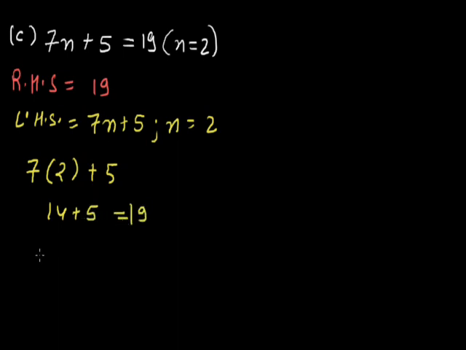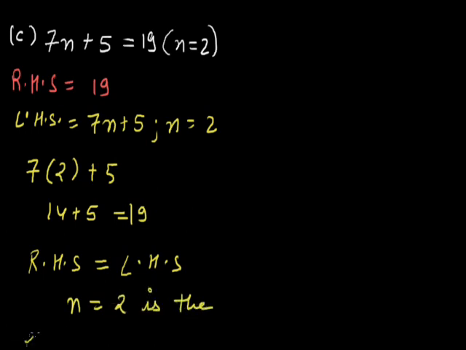Now you can see that the right hand side of the equation is equal to 19 and the left hand side of the equation is also equal to 19. So both the values are equal. So we can say that n is equal to 2 is the solution of the given equation.